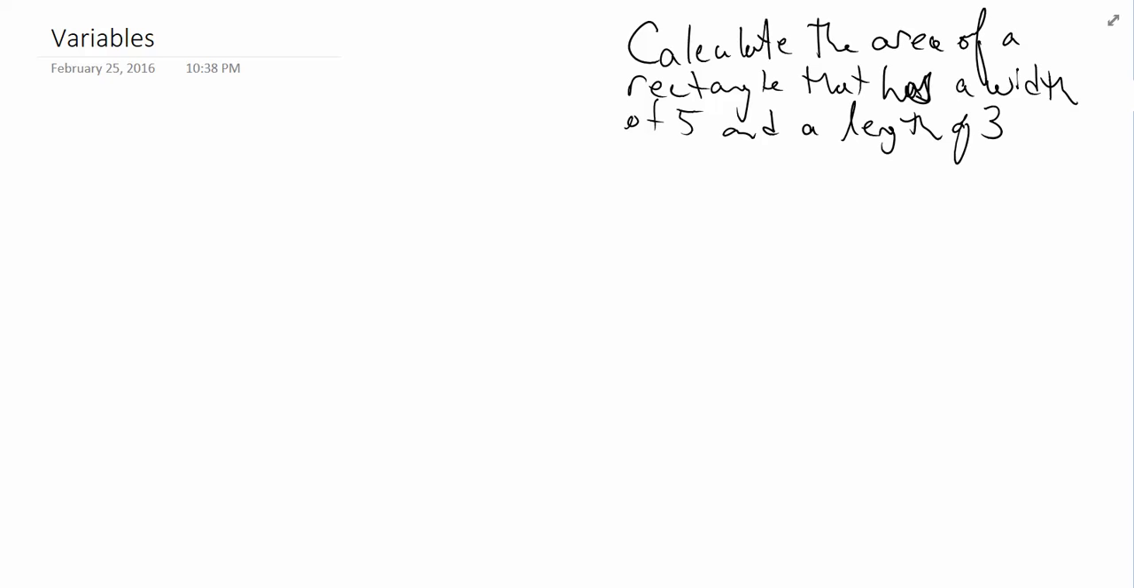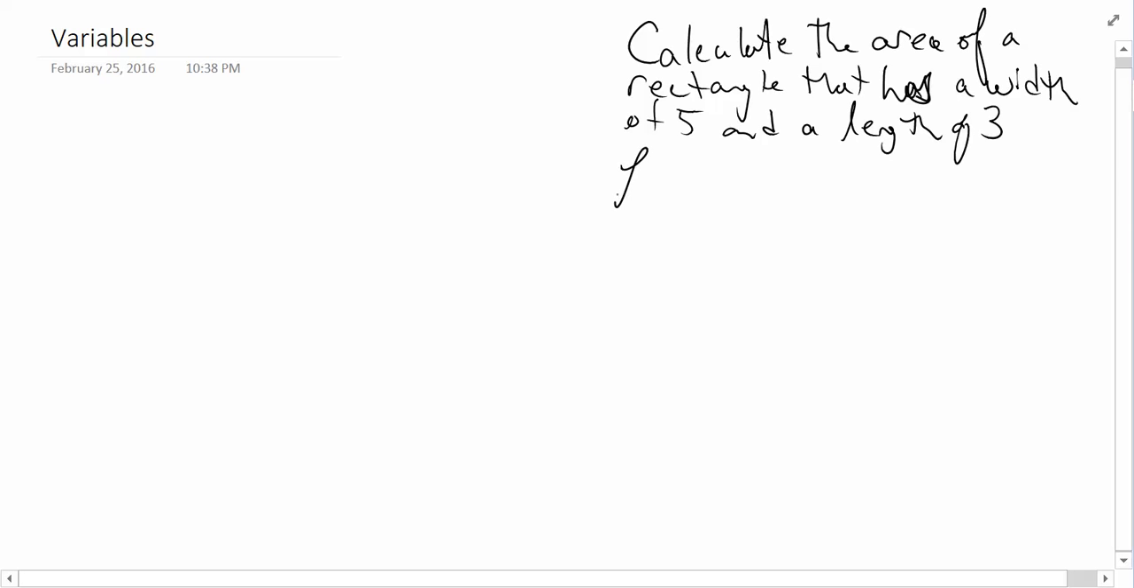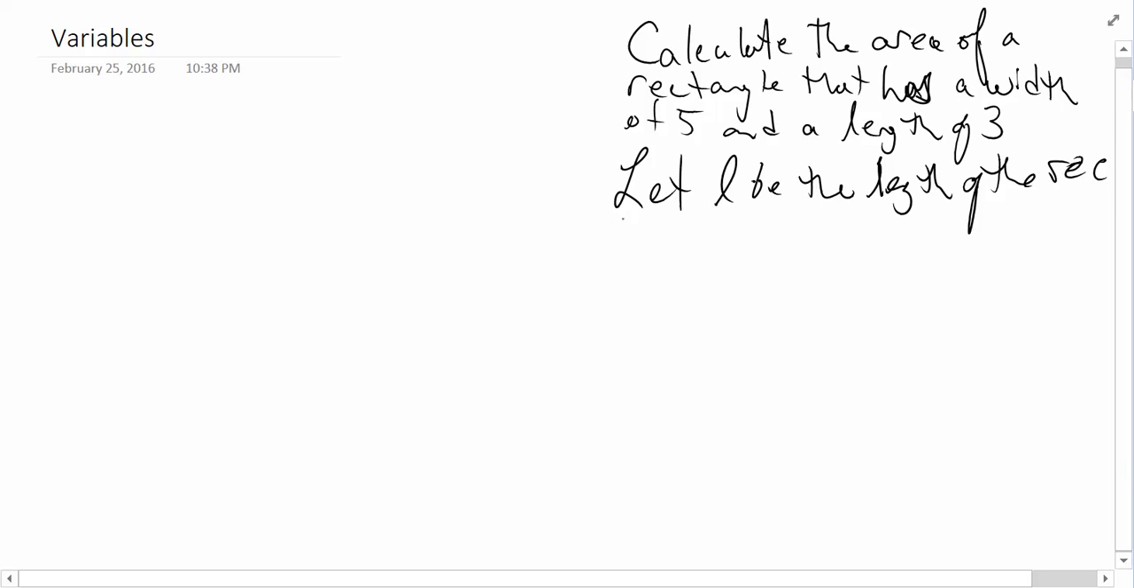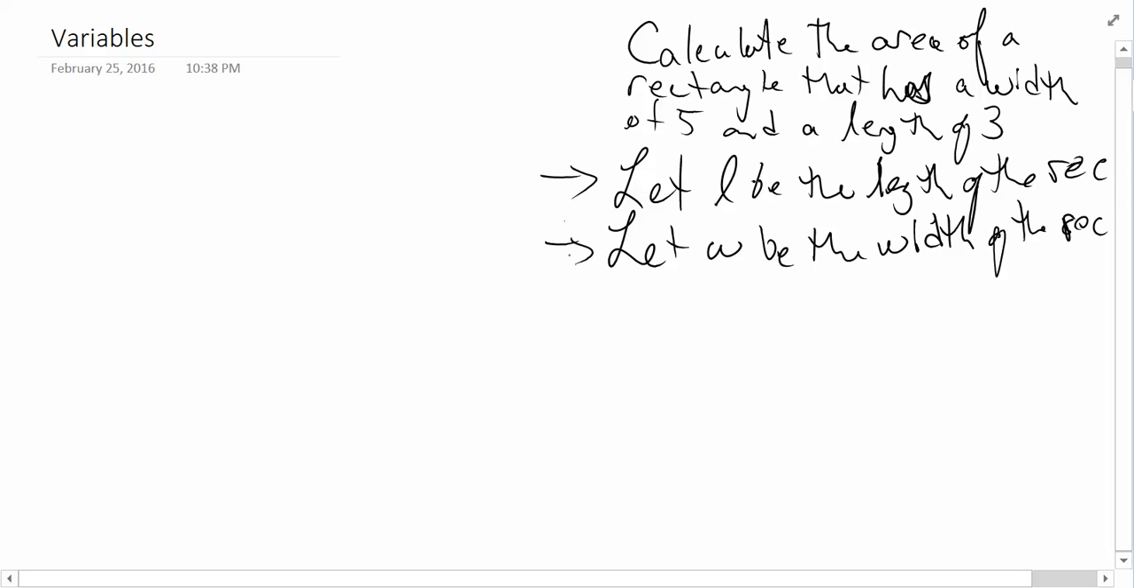So in this case, we would say something like, let L be the length of the rectangle. I'm just going to shorten it to rec for now, just for visibility purposes. And we're going to do similar for the width. Let W be the width of the rectangle. Well, what are these two things? These are nothing more than variables.